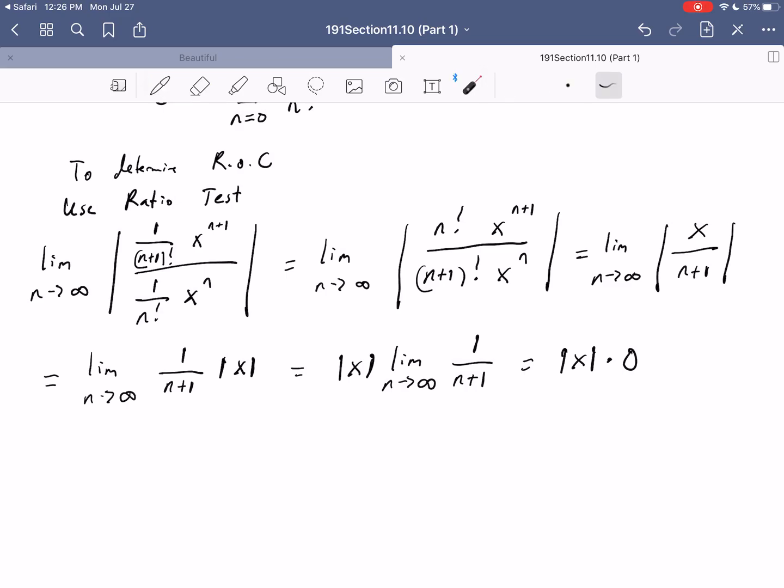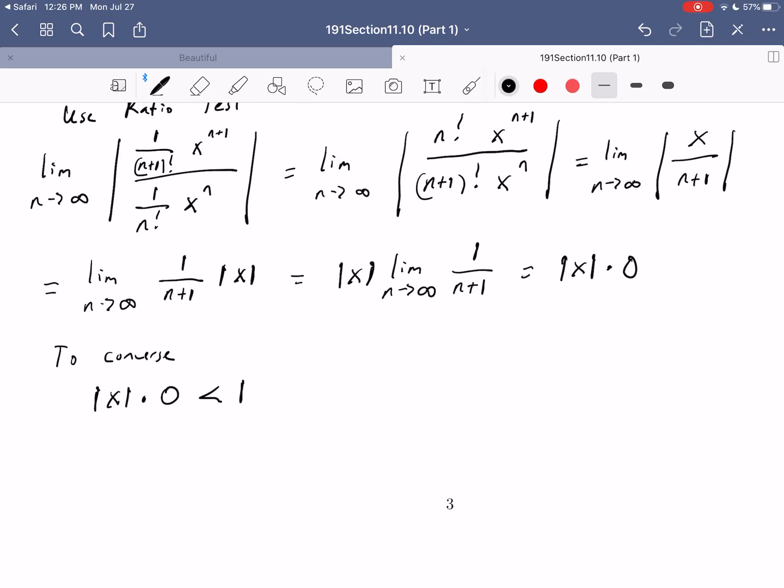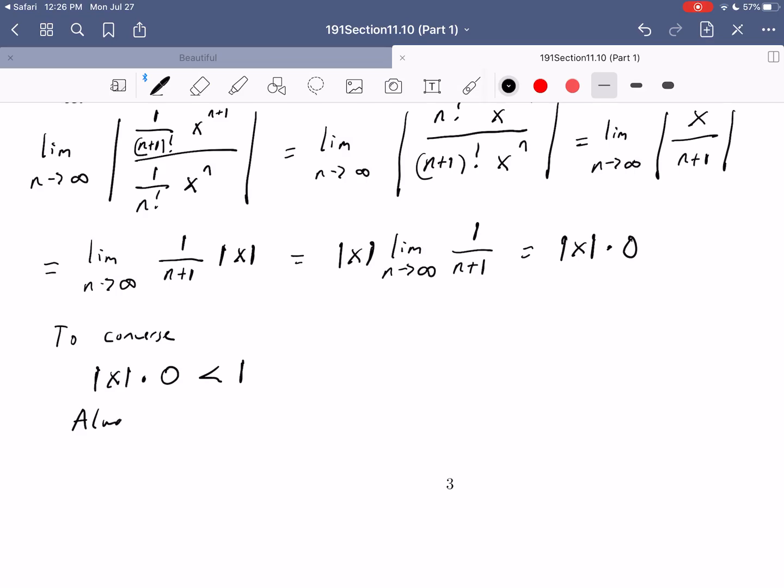So remember, we're trying to determine the radius of convergence. To converge under ratio test, you need this to be less than 1. So to converge, absolute value x times 0 needs to be less than 1. So this is always true. No matter what x you put in here, if you multiply it by 0, you're going to get something less than 1. So that tells us that our radius of convergence is positive infinity.